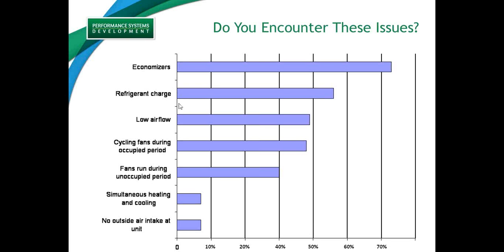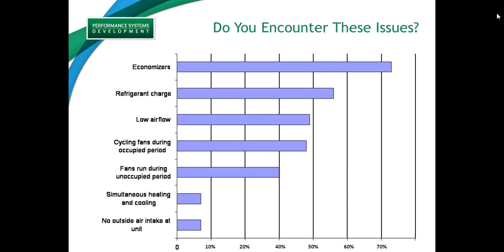So refrigerant charge, low airflow, things cycling on and off or cycling when they shouldn't be. During occupied mode, you should have the minimum air being provided at all times. Fans running during unoccupied periods, we found that in many of the buildings we've gone through, simultaneous heating and cooling. So if you've seen any of these in your building, this training is for you.